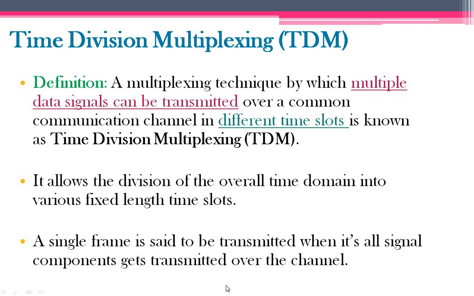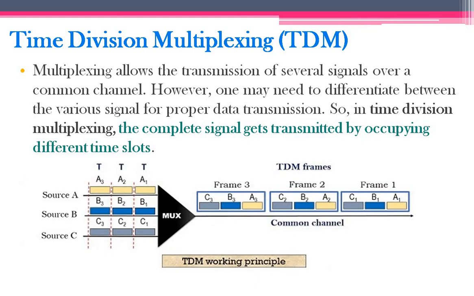A single frame is said to be transmitted when all its signal components have been transmitted over a channel. So what are the messages it gets at the transmitter side? It makes a frame of some particular data. Then it will transfer your data from the transmitter to the receiver through a common channel. I'll just show the figure, it will be very clear for you. See, this is how the frame will work.